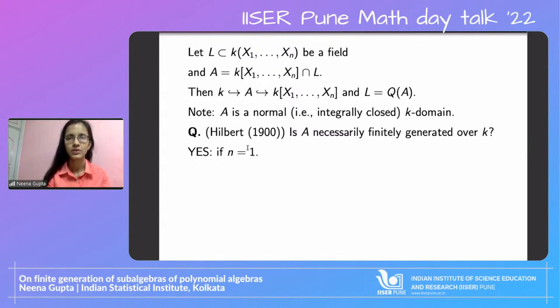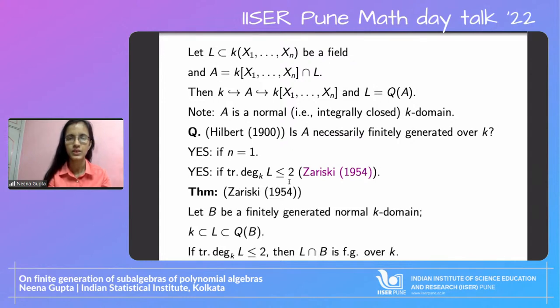Maybe we can just skip it if you are not comfortable. But it's easy if we have basic knowledge of commutative algebra. However, for n equal to 2, you need to put an extra assumption that A is normal, which already Hilbert had proved. So Zariski proved in 1954 that if the transcendence degree of this field L over K is less than or equal to 2, then the answer is yes.